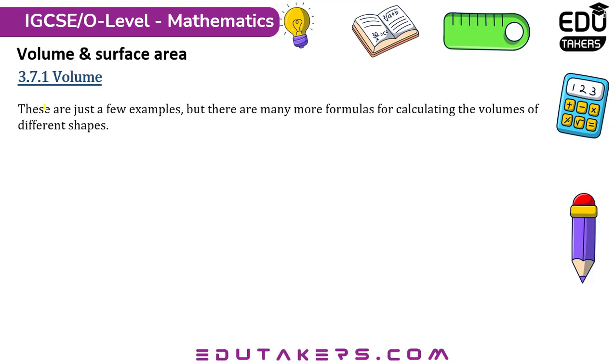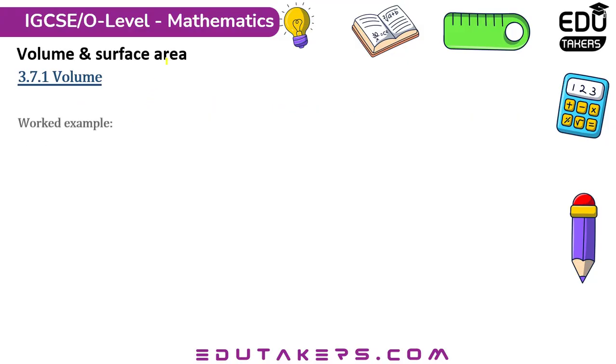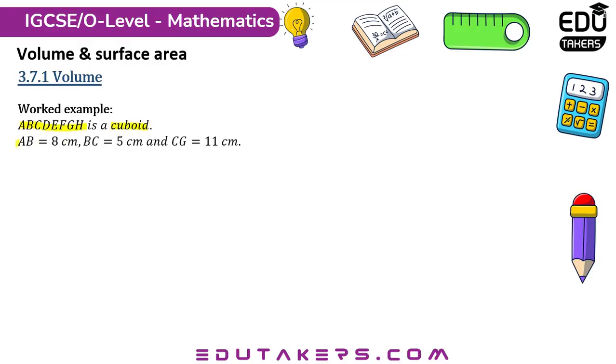These are just a few examples, but there are many more formulas for calculating the volumes of different shapes. Worked example: A, B, C, D, E, F, G, H is a cuboid. AB is 8 cm, BC is 5 cm and CG is 11 cm. Work out the volume of the cuboid.